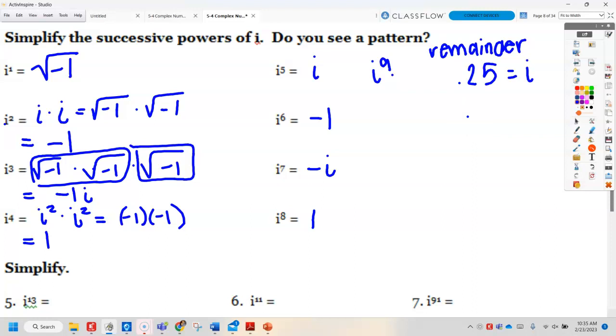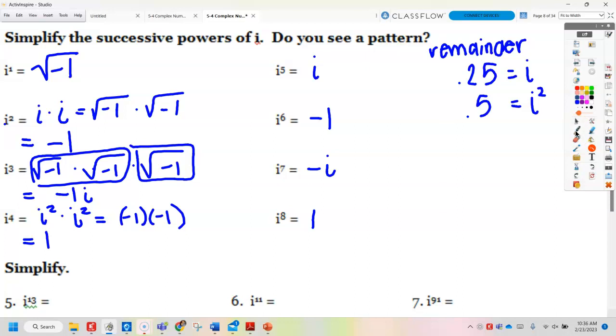10 divided by 4. Anything with a remainder of 0.5 is going to be equal to i squared. So again, if you want to memorize the patterns and you want to memorize decimals, these work the same way.